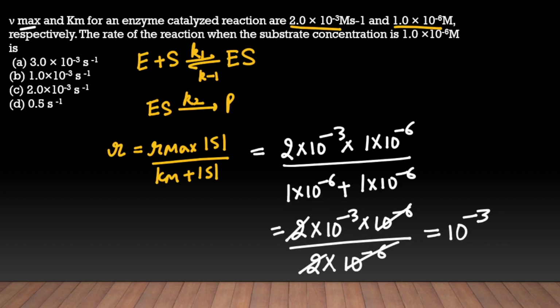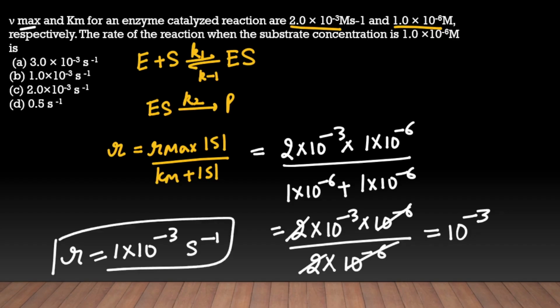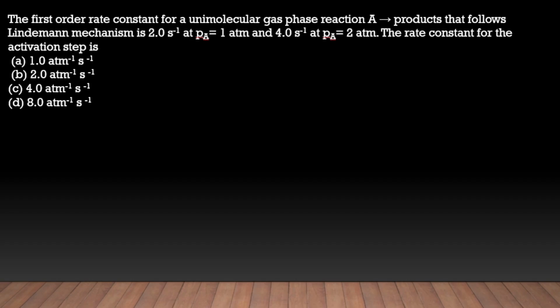So that means the R value that we are obtaining is 1 into 10 raised to the power of minus 3 second inverse. So this is the answer that is in option B. Right? Now moving on to our next one.